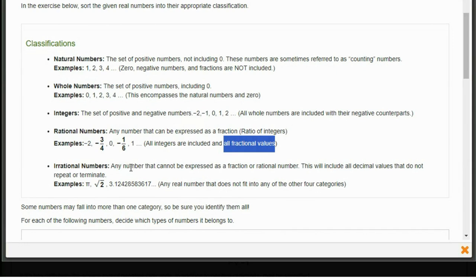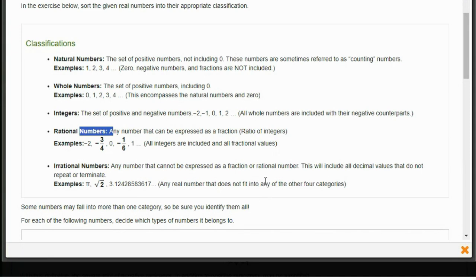Then we have, and this is a totally separate group, because we have rational numbers and we have irrational numbers. So everything above is part of the rational numbers. And if it's not a rational number, then it's an irrational number. It's just two separate groups. That's any number that cannot be expressed as a fraction or expressed as a rational number.